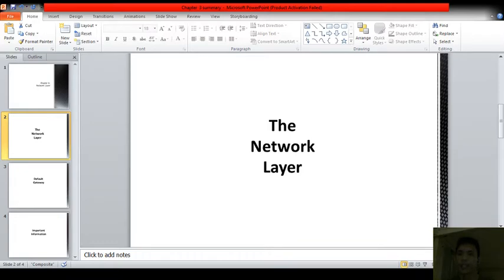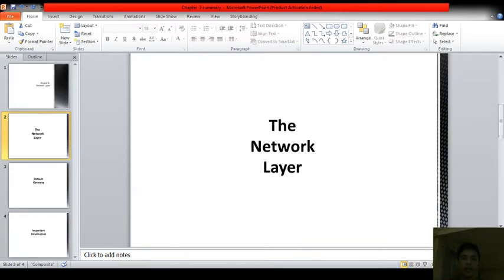First is addressing end devices. End devices must be configured with a unique IP address for identification on the network. Of course, we already know that each device must have its own unique IP address for identification on the network. Next is encapsulation.